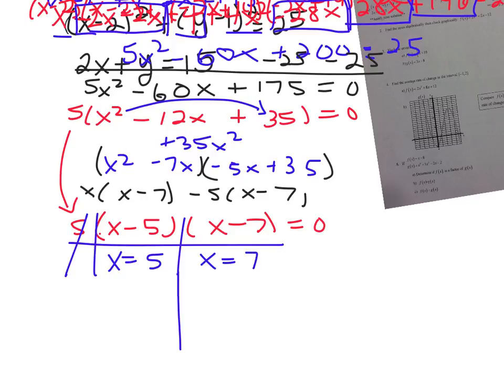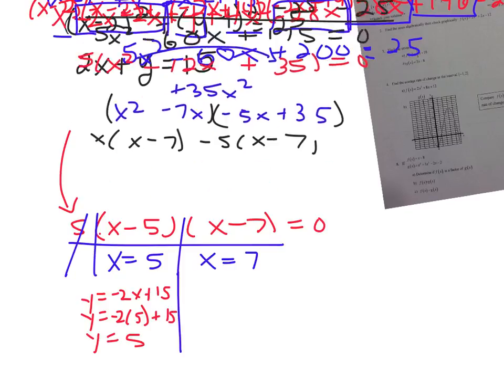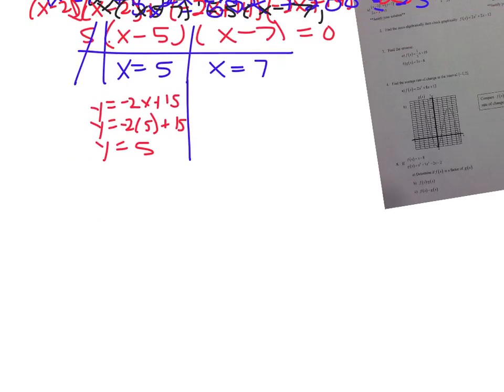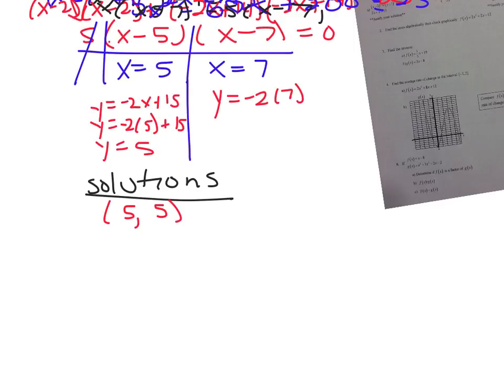All right, so now after you get your x values, you have to get your y values. So I'm going to plug it into the linear, y = -2x + 15. So y = -2 times 5 plus 15. You could just plug that in your calculator and you get 5. So I have one solution so far: (5, 5). All right, now let's go ahead and plug 7 in. So we get y = -2 times 7 plus 15. So y is equal to positive 1. So there's my other solution, (7, 1).